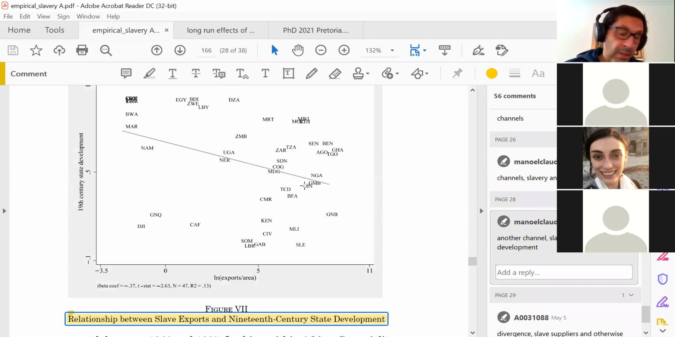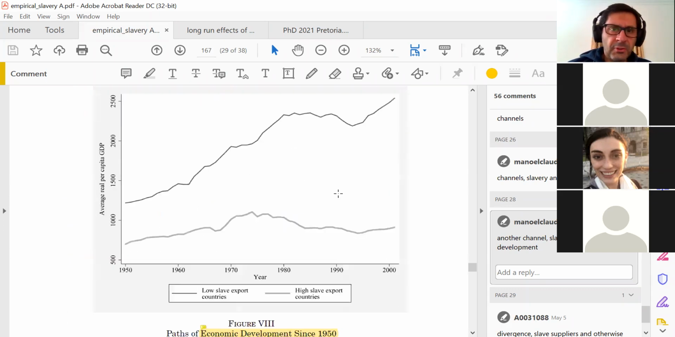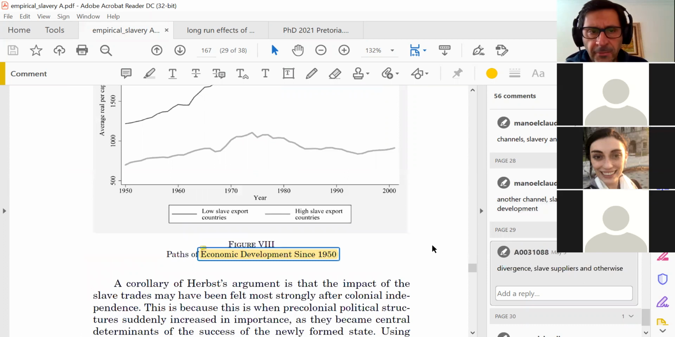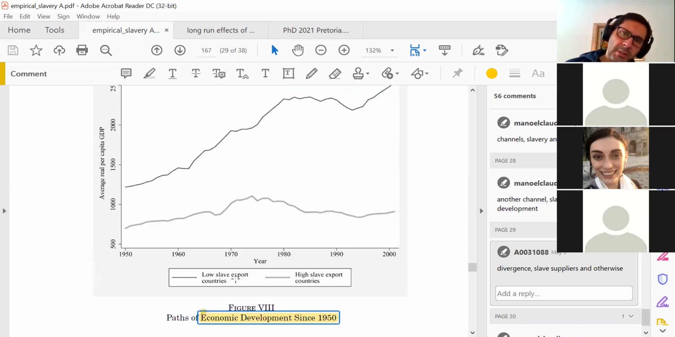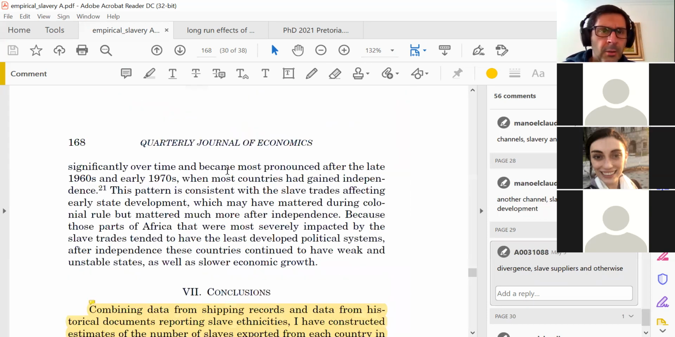So in countries which exported the highest number of slaves, they also have low state capacity or state development. Okay. What else in here? Economic development since 1950. You can see low slave export countries, which is the darker line, against high slave export countries, which is the gray line. And you see that countries which exported fewer slaves have higher GDP per capita. Okay. And conclusions.